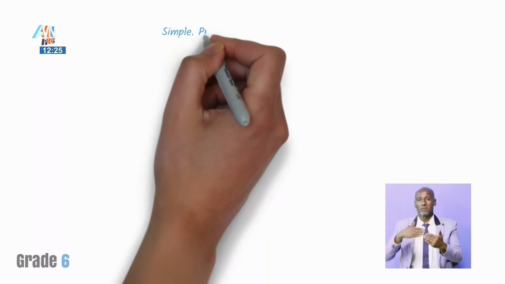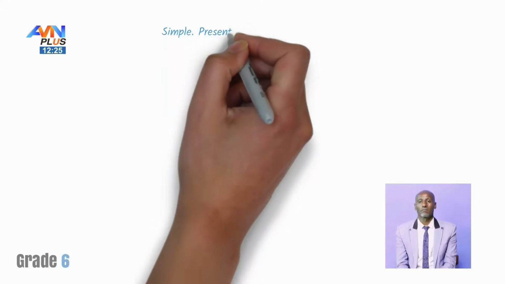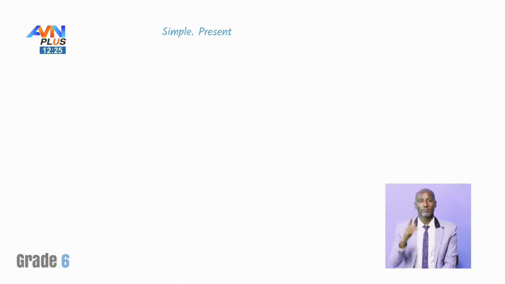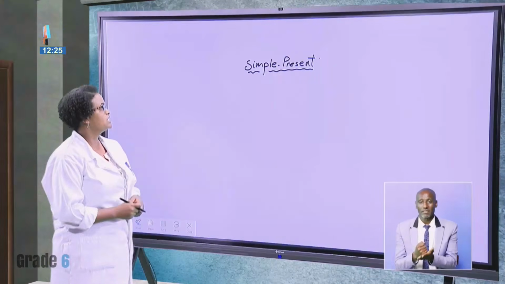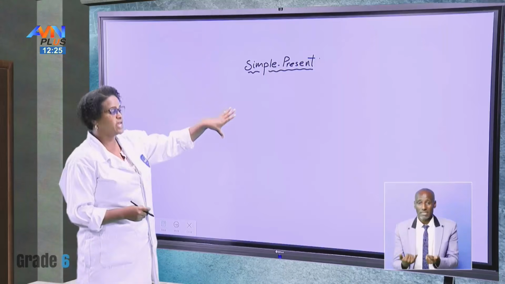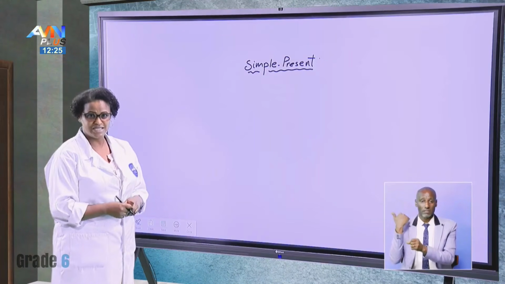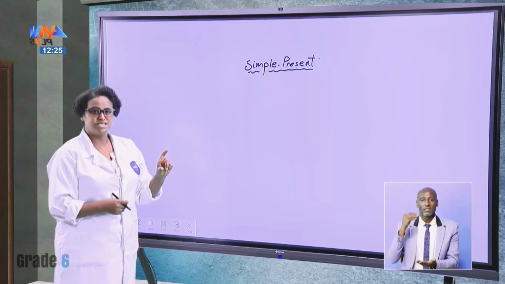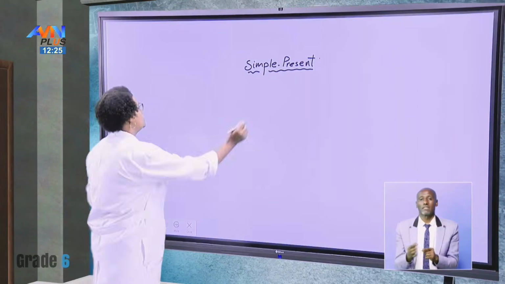Simple present. Okay. Simple present, or sometimes people call it present simple. This is the first tense that we are going to see today, and later on we will catch up to the rest of the lessons. Let us see some sentences on simple present, and we will come up to the form. Okay? Look.